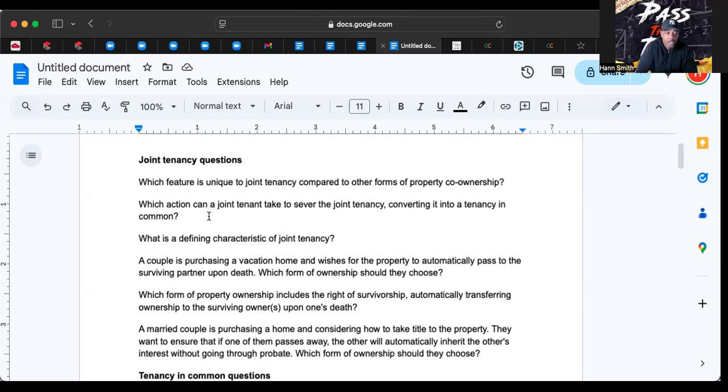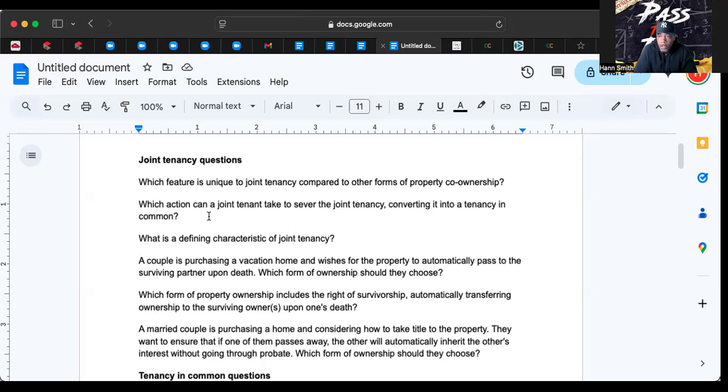Here's another question. A couple is purchasing a vacation home and wishes for the property to automatically pass to the surviving partner upon death. Which form of ownership should they choose? That's more likely the kind of question you'll get on the test, and they'll have tenancy in common, LLC, and different types of options to confuse you. But they definitely should choose joint tenancy with the right of survivorship, because this is a direct example of what a joint tenancy structure would command.